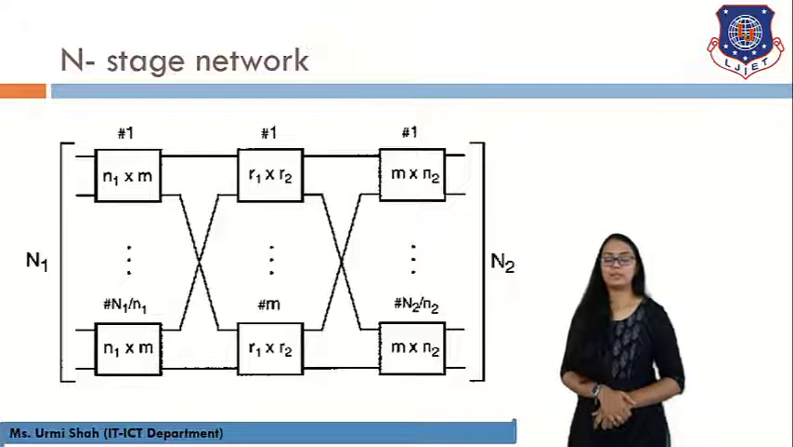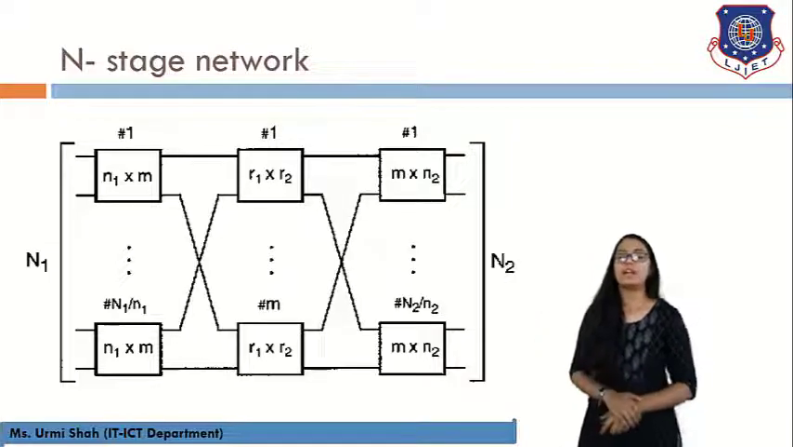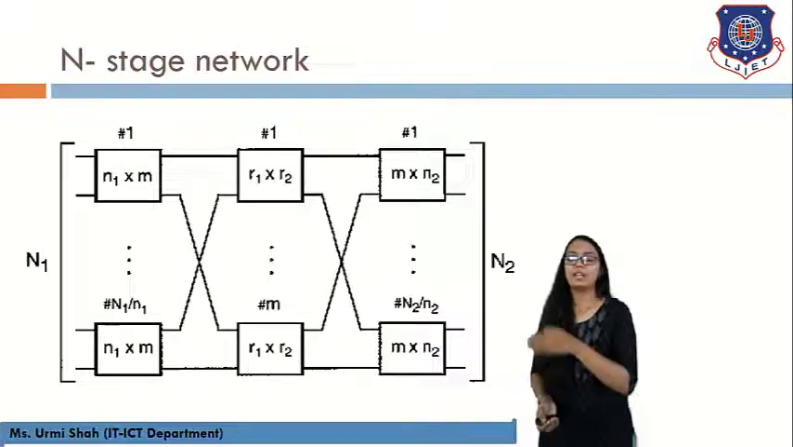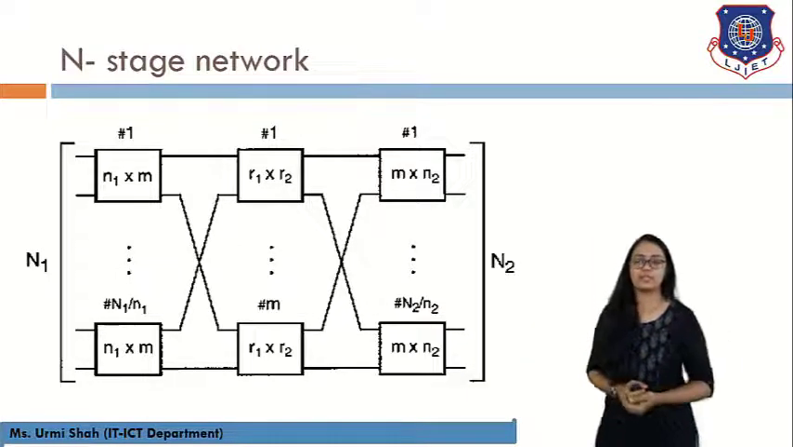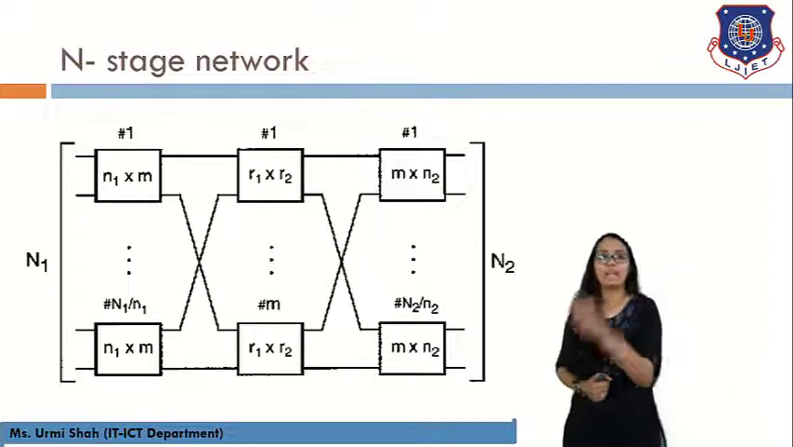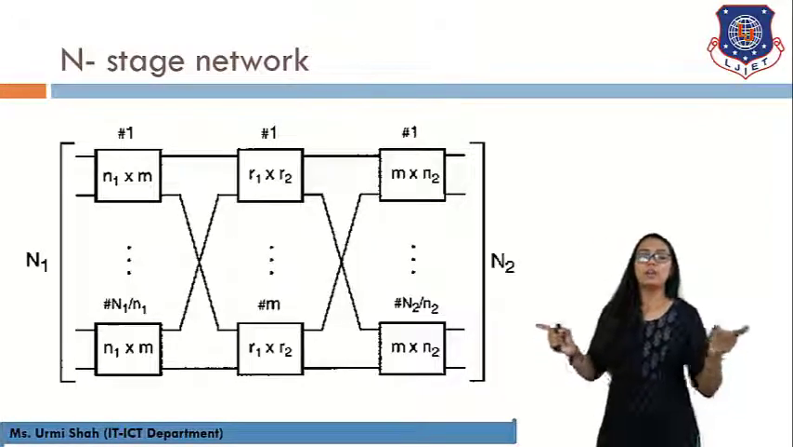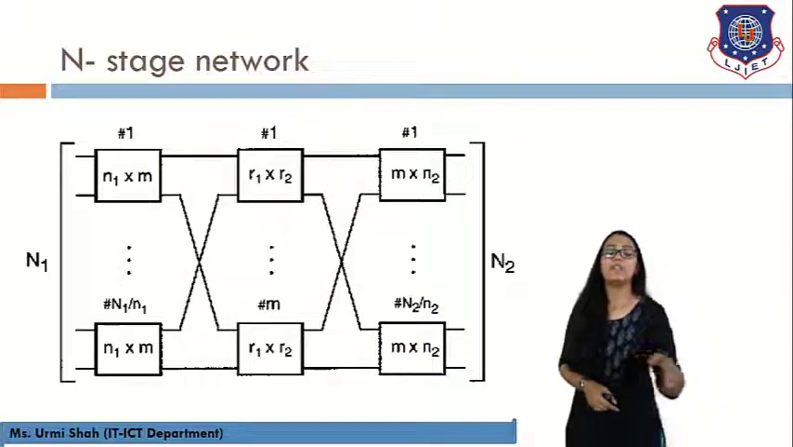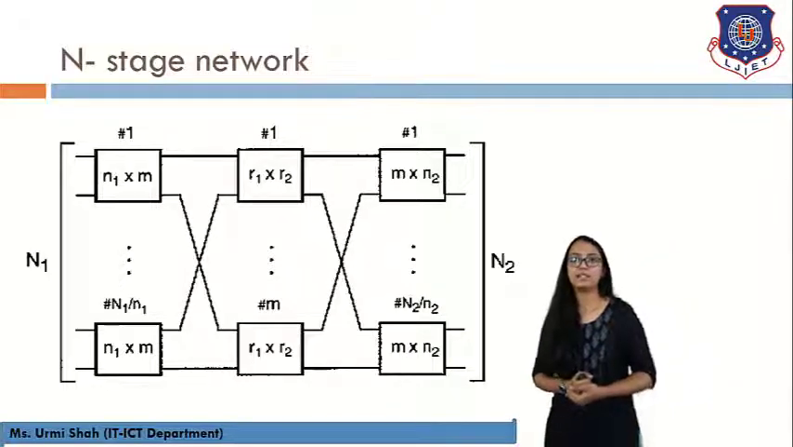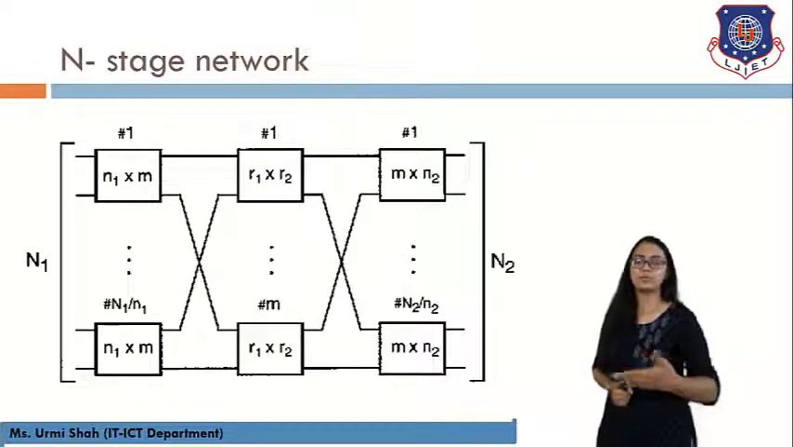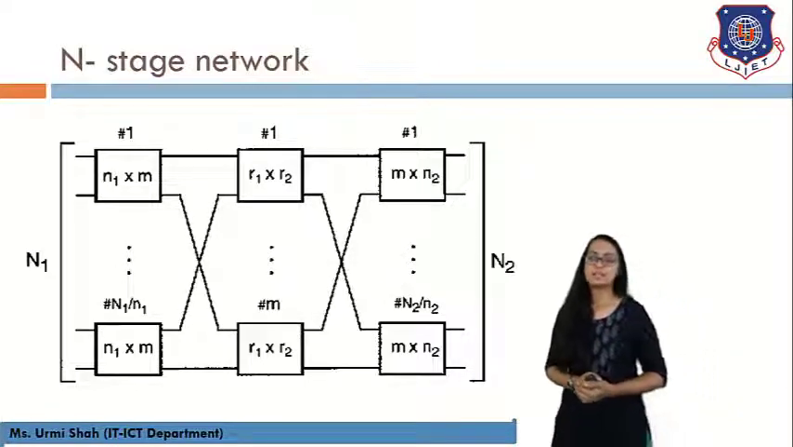Coming to the next network, this is the n-stage network. In n-stage, we can have n number of stages. In the two-stage network, we had two stages between inlet and outlet. Now, between inlet and outlet, you can have n number of stages, and here you cannot have a proper switching matrices because it will be in terms of n stages.